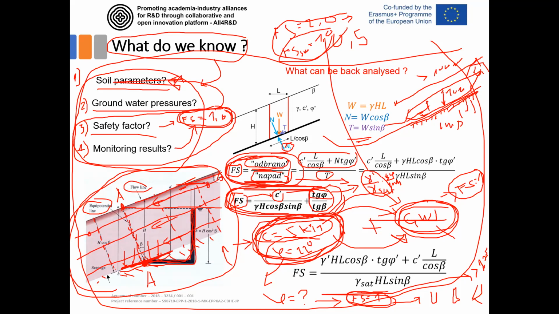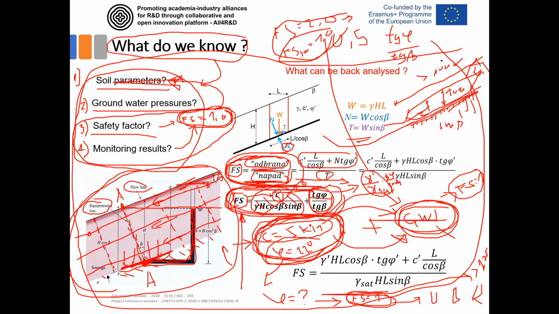If you look at this, it can also be analyzed by simple physical models. If we say the material does not have cohesion, C equals 0, all this part of the equation becomes 0, and we only have tangent phi divided by tangent beta, where beta is the angle of the slope.